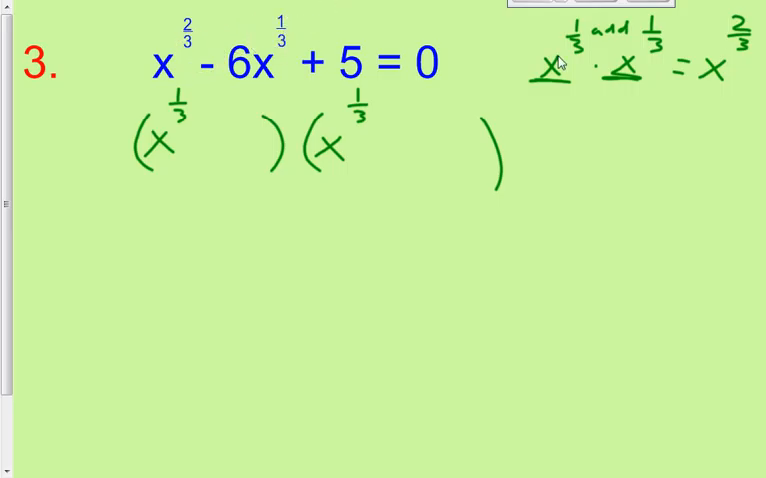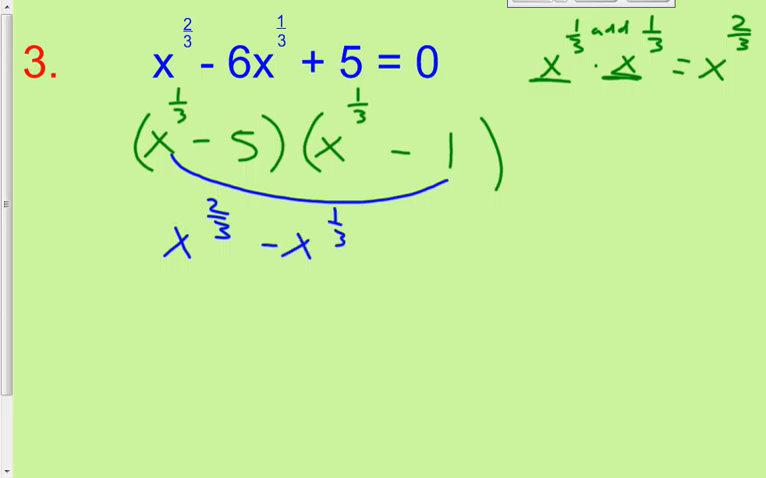Now, you're used to factoring this 5 to get you a -6 right here, so that doesn't change. You're going to have a -5 times a -1, because a -5 times a -1 is a +5. Why don't we just FOIL this out really quick so you can see it. X to the 1/3 times x raised to the 1/3 is x raised to the 2/3. Going from the outside, a -1 x raised to the 1/3. Here are the inside terms, a -5x to the 1/3. And then the last times the last, a -5 times a -1 is a +5.